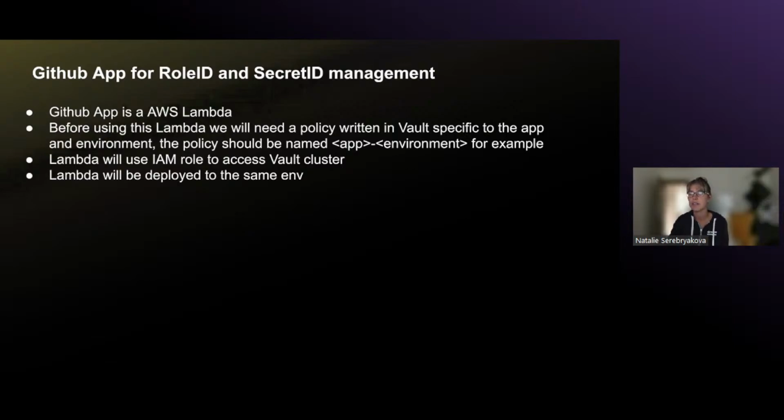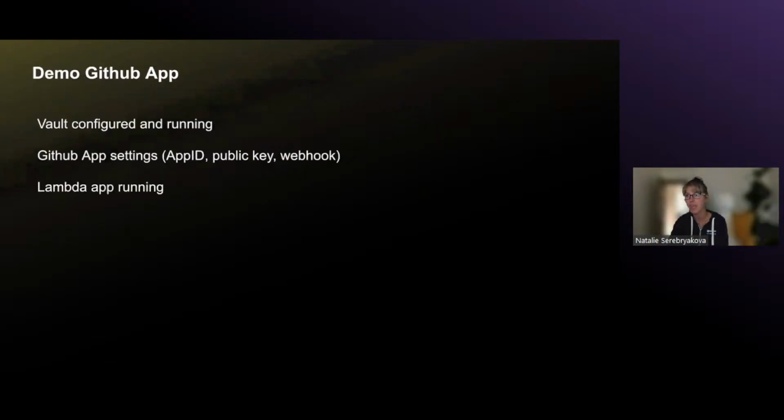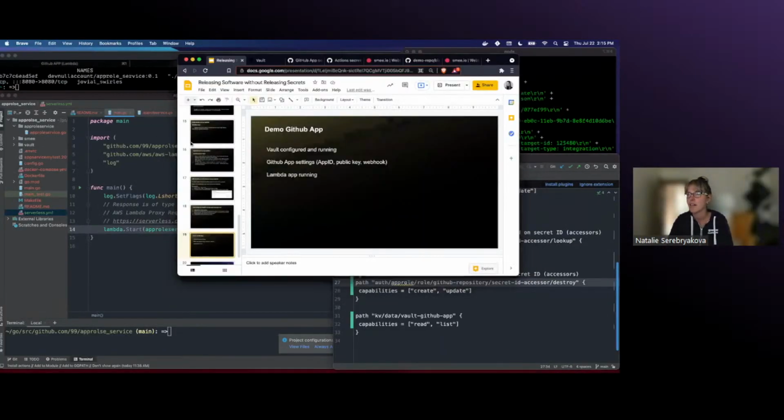Creating a GitHub app was an interesting idea. We decided to implement it with AWS and Lambda. Before using Lambda, we would create certain policies in Vault so the Lambda could be authenticated with Vault. It should have a specific IAM role in the Vault cluster and be deployed to the same AWS environment. And here I'm going to present a short demo, just to describe what I was just talking about.